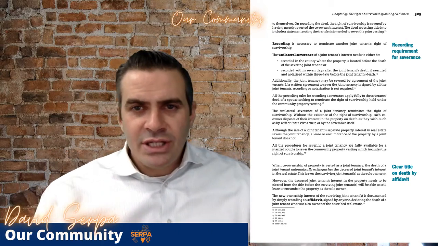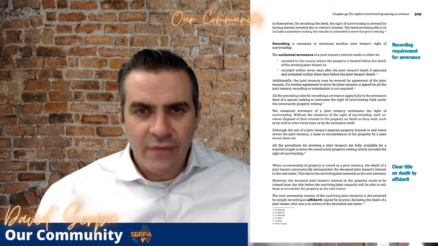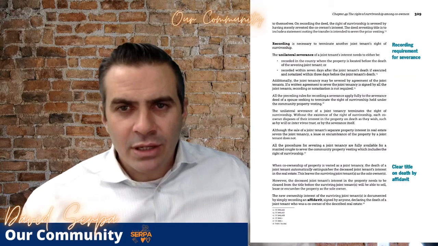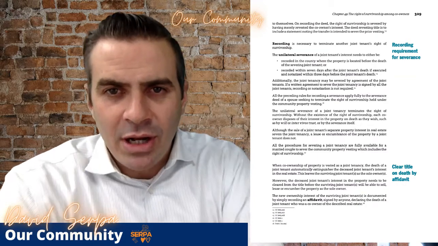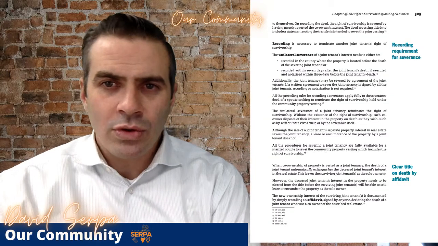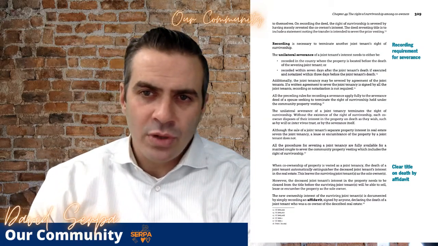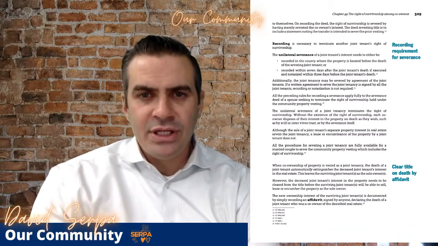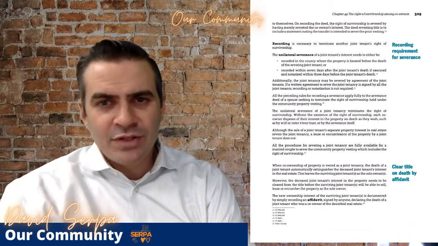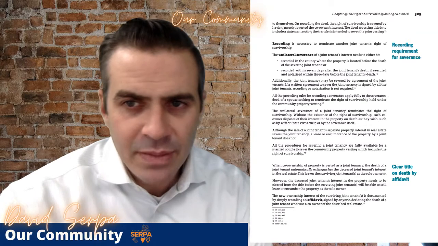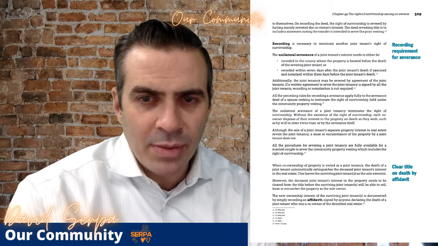Additionally, the joint tenancy may be severed by an agreement of the joint tenants. If a written agreement to sever the joint tenancy is signed by all joint tenants, recording or notarization is not required. All the preceding rules for recording a severance apply fully to the severance deed of a spouse seeking to terminate the right of survivorship held under the community property vesting.